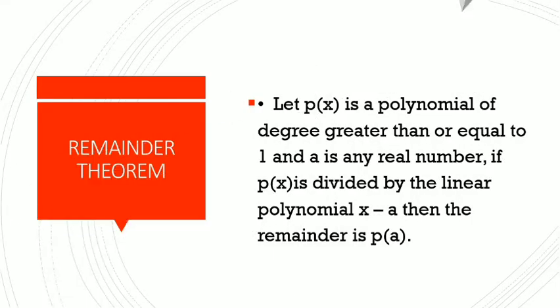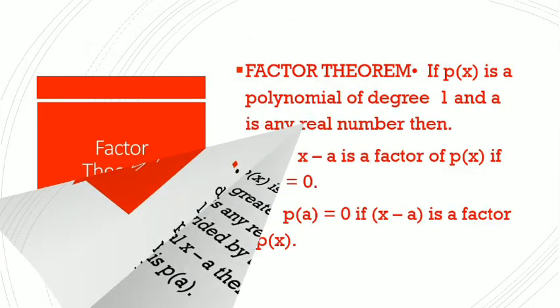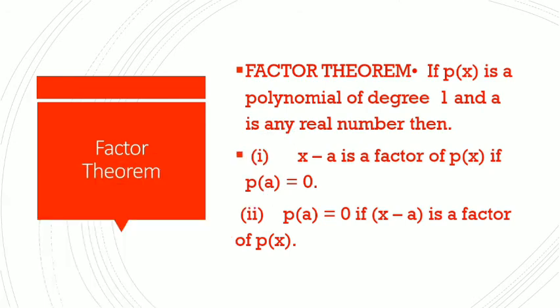Now, remainder theorem. What is the remainder theorem? A theorem that states: let p(x) be a polynomial of degree greater than or equal to 1 and a be any real number. If p(x) is divided by the linear polynomial x minus a, then the remainder is p(a). That means you are dividing the polynomial p(x) by x minus a. Without division, you can directly say p of a is the remainder.